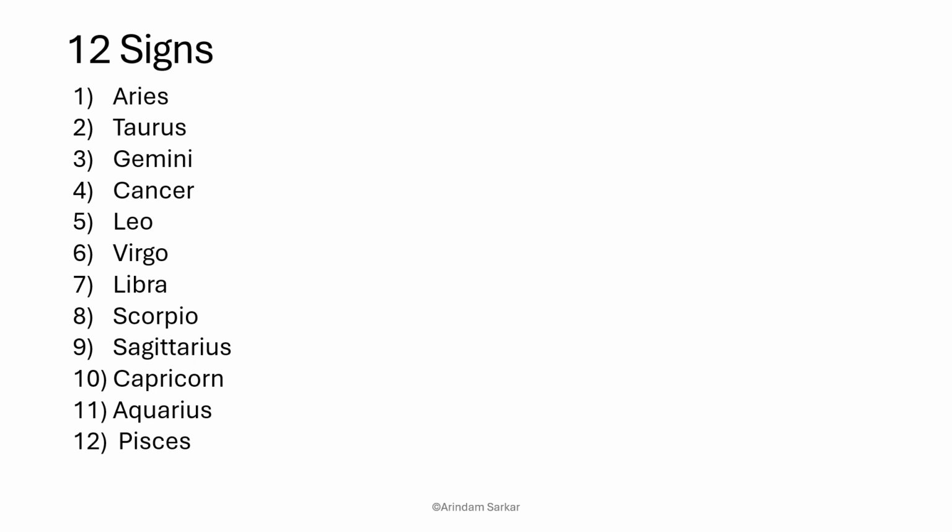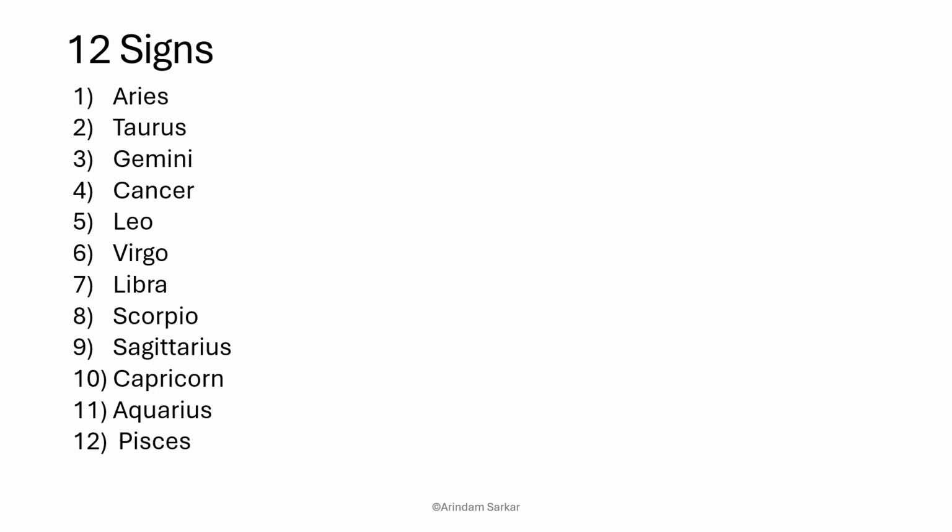There are 12 signs. First, we count from Aries, then Taurus, then Gemini, then Cancer, then Leo, Virgo, Libra, Scorpio, Sagittarius, Capricorn, Aquarius, and Pisces.